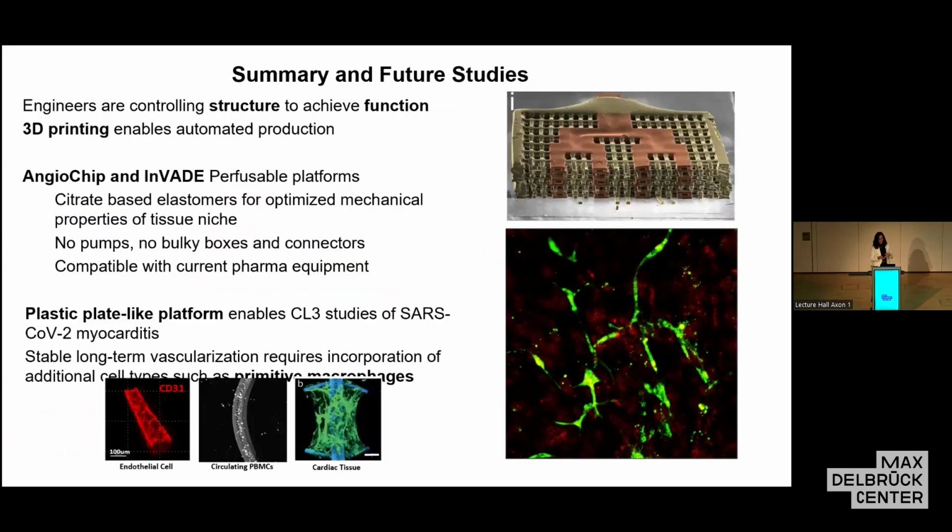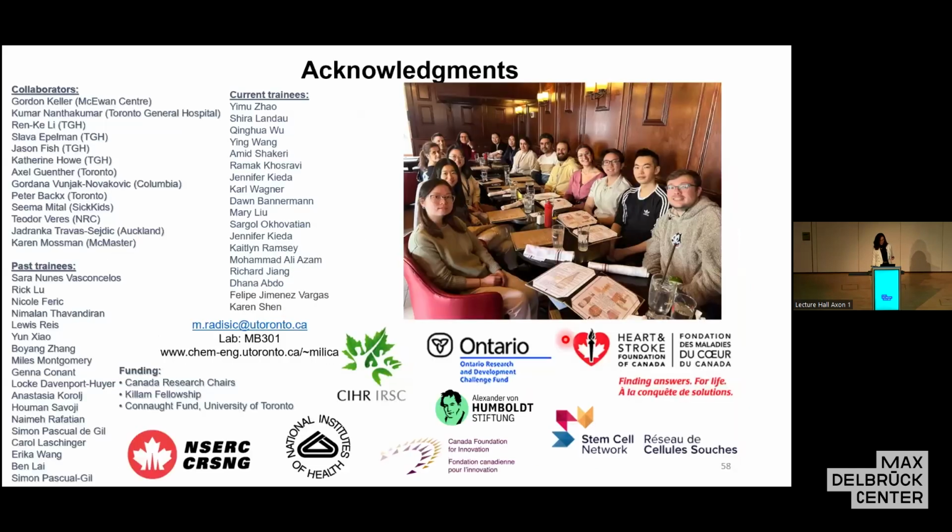So I showed you a few technologies from my lab where we showed that basically we are controlling structure to achieve better function. And I showed you a few tools like AngioChip, Invade, BioWire. We also saw that in a plastic platform, we can do studies of SARS-CoV-2, as well as how macrophages help with contractility. I'd like to thank all the collaborators and our funding sources, people from our lab.